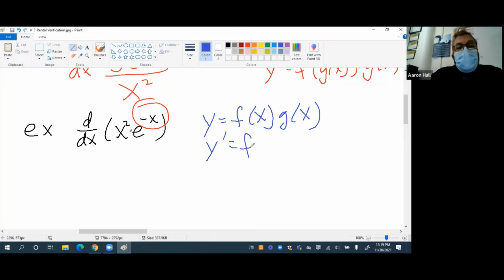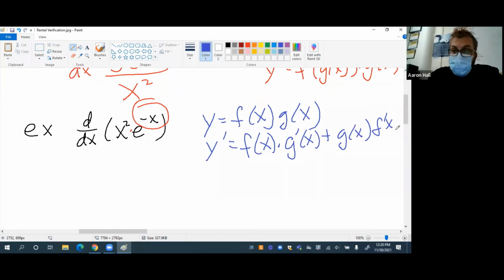So we do the first function times plus the second times the derivative of the first, yep. You said it correctly, I'm just going to write it a different way because I'm used to writing it that way. Okay, and then we also have the chain rule as well.